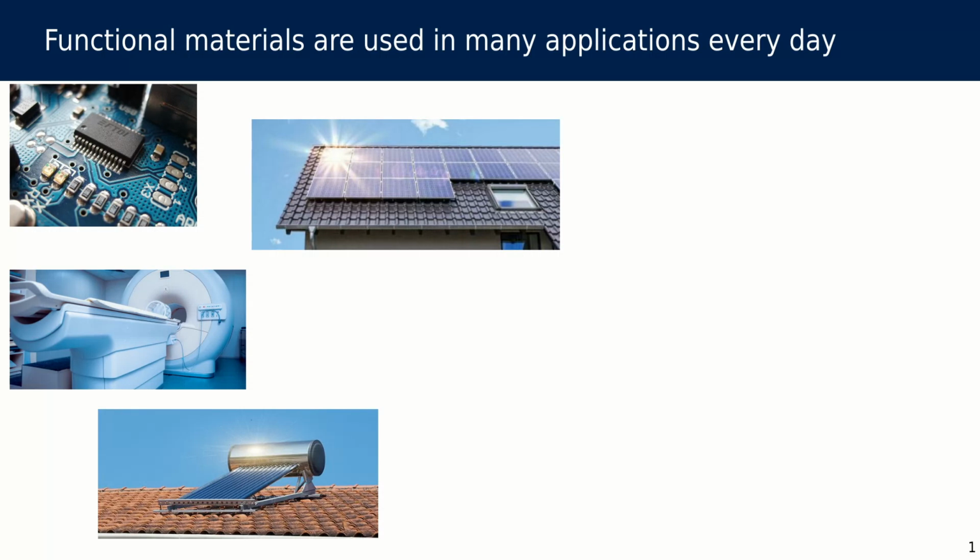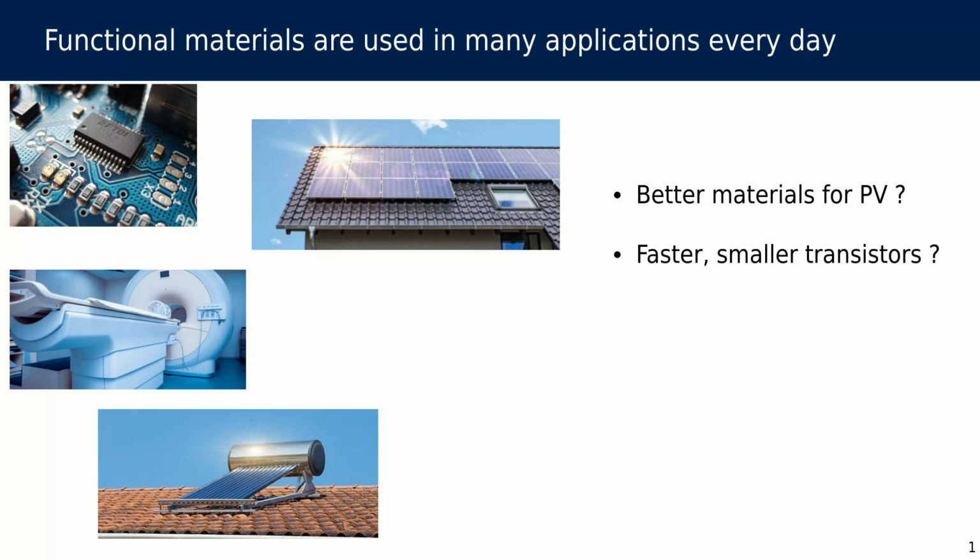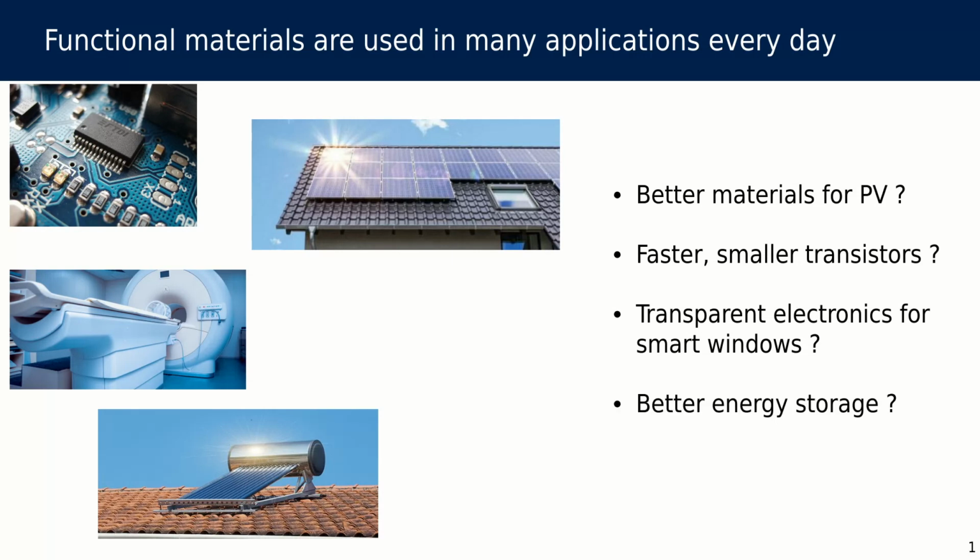Now, even if there are already many applications like these, we are interested in, for instance, finding new and better materials for photovoltaics, so more efficient materials that do not use elements that are difficult to find, for instance. Another problematic could be finding faster and smaller transistors, or materials that could be used for transparent electronics, with many new applications actually, like smart windows. So transparent window that could be used like a screen, or could be more or less opaque depending on the sunlight. Another important example is related to the energy storage, so to batteries.